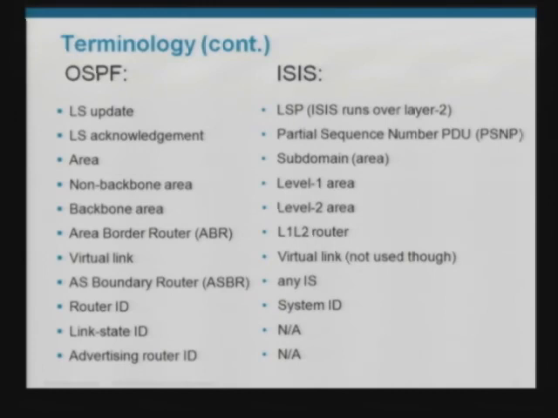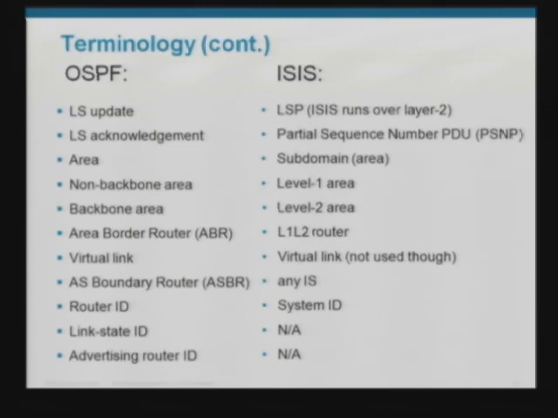Areas, we have areas in IS-IS also. It's sometimes called a subdomain. The non-backbone area in OSPF is level 1 in IS-IS. The backbone area in OSPF is equivalent to level 2 in IS-IS. ABR is the router which sits at the boundary of two different areas. The ABR equivalent in IS-IS, which sits at the boundary of level 1 and level 2, is called an L1/L2 router. Virtual link, both protocols have that. In OSPF, when you do a redistribution, we give a special name to the router doing the redistribution. We call it ASBR, Autonomous System Border Router. In IS-IS, there is no special name given to that router, but it still has the same functionality of redistributing something in IS-IS.